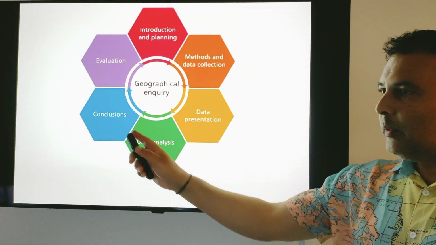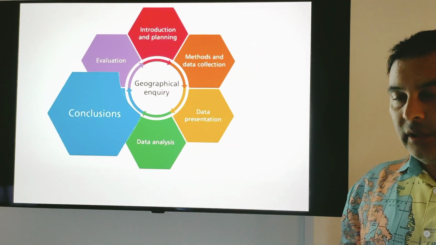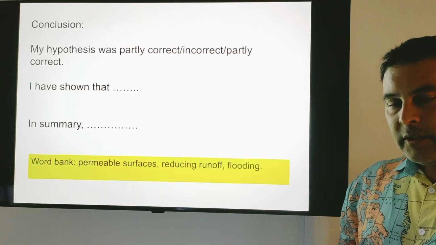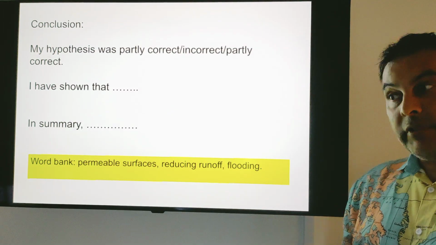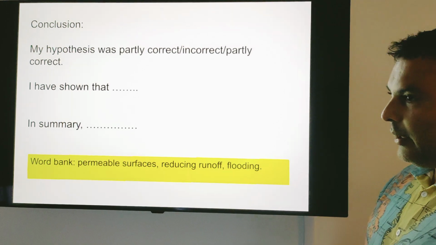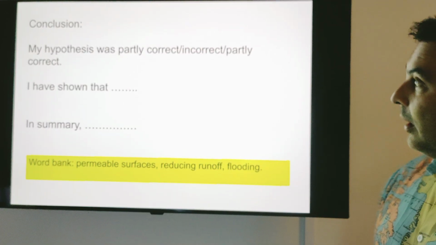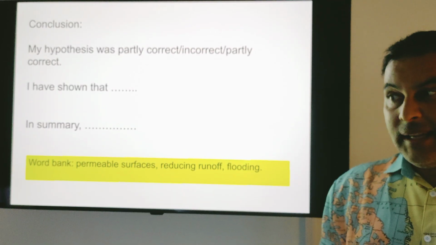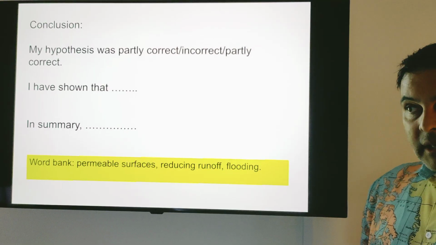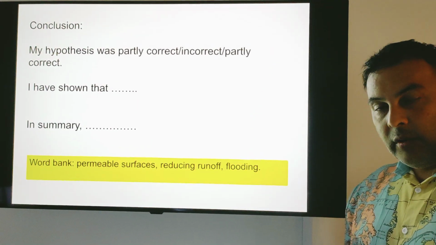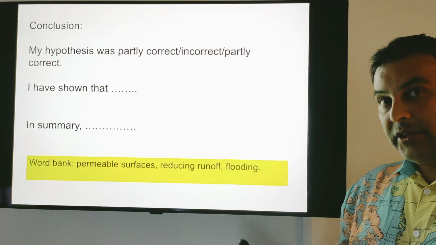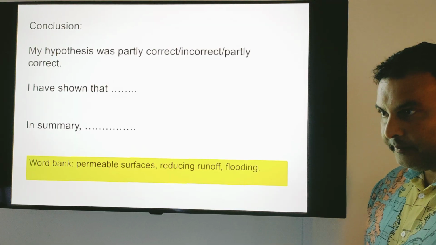Okay, so we're now moving on to our conclusions. So in your conclusions, you want to talk about your hypothesis. So was your hypothesis correct and your predictions correct, partly correct, fully correct? I have shown that in summary. So a few words to help you there. So what has this bit of research shown you about infiltration rates, about surfaces in urban areas?